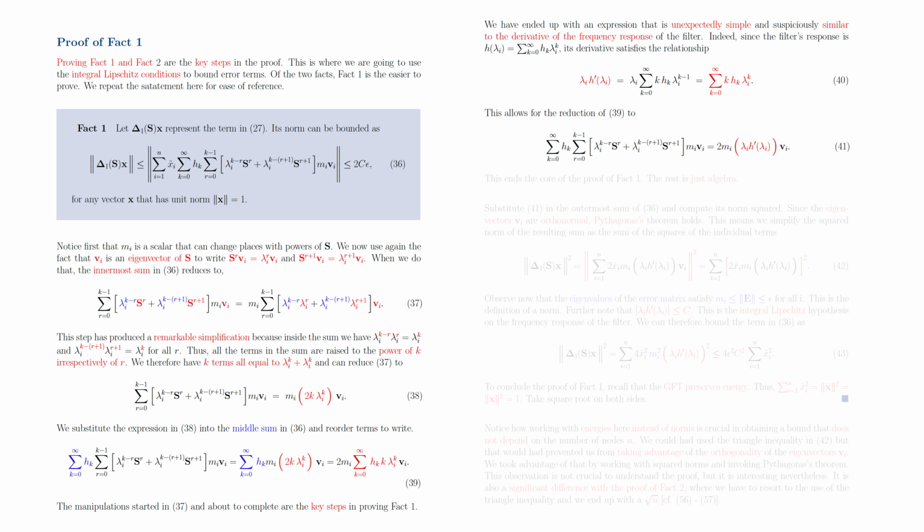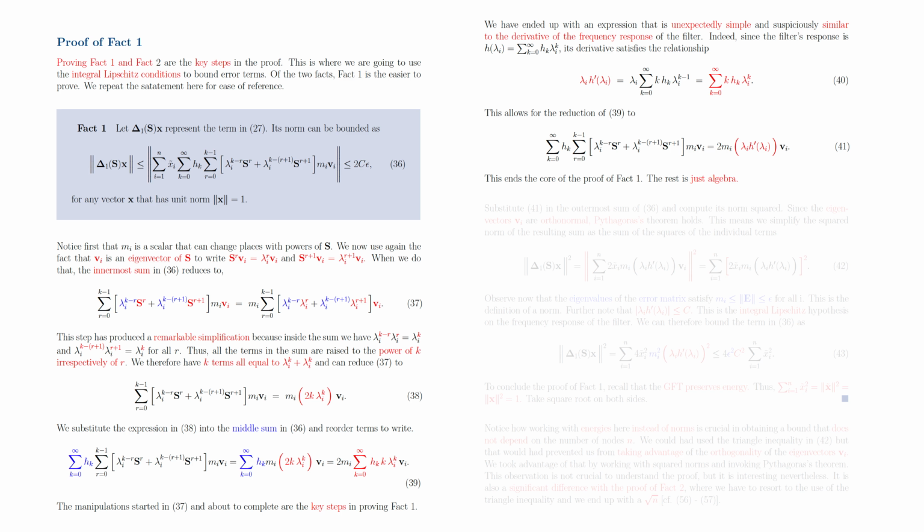Continuing with the proof, equation 40 is substituted into equation 39, where the series is replaced by the product lambda_i times h prime of lambda_i, these two quantities being equal because of 40. This ends the core part of the proof of fact 1. The rest is just algebra.